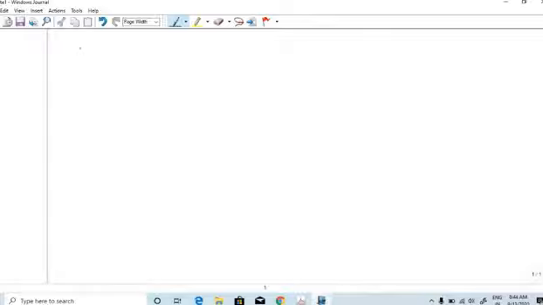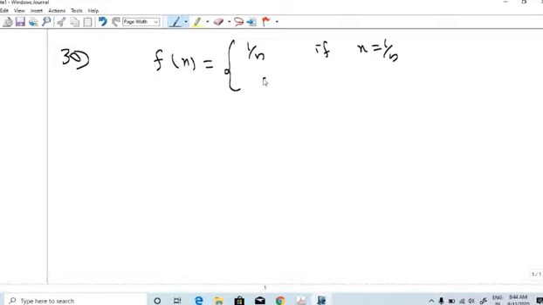Now, f of x is defined to be 1 by n if x is of the form 1 by n, and 0 otherwise.